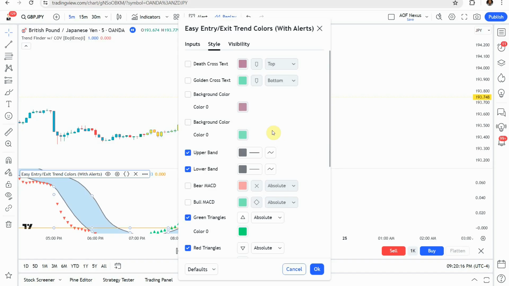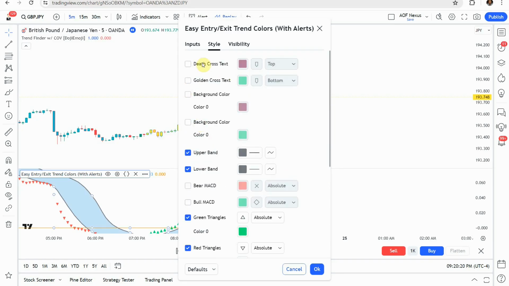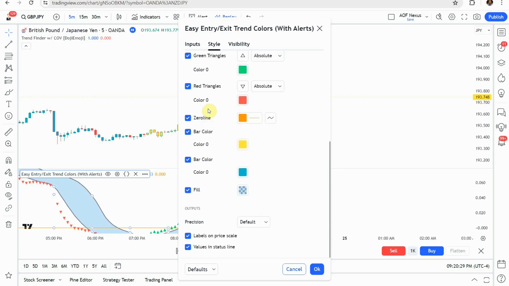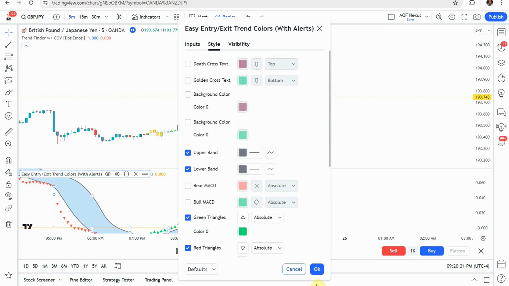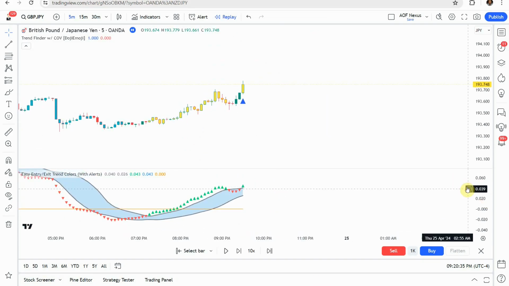Jump into the styles, and you're basically going to turn off everything in here on this upper portion here. So you can see that we turn off these here and the MACD settings there. Everything else should stay the same. Go ahead and click OK, and it should look as I have on screen now.